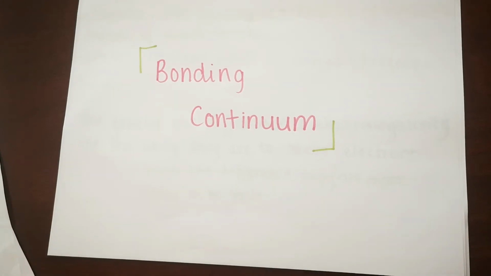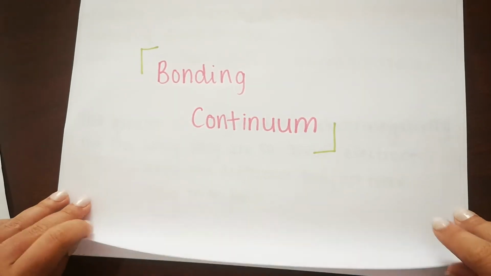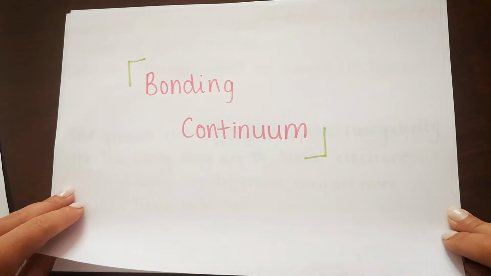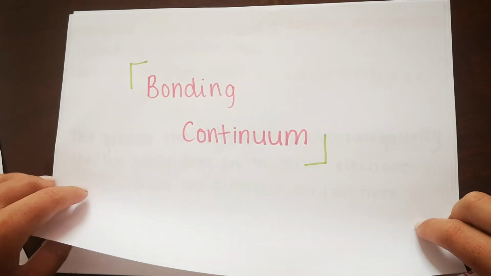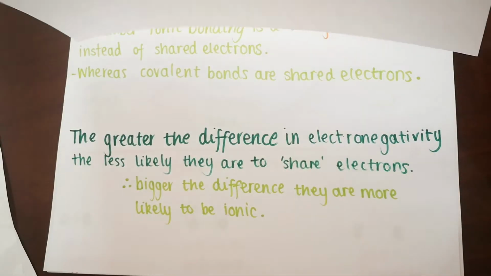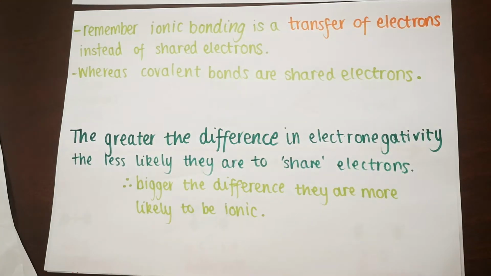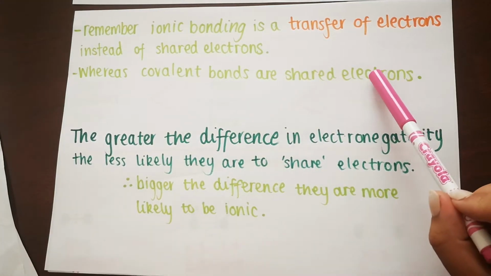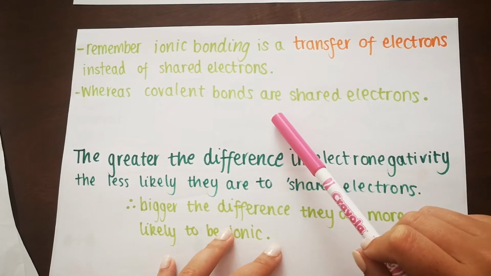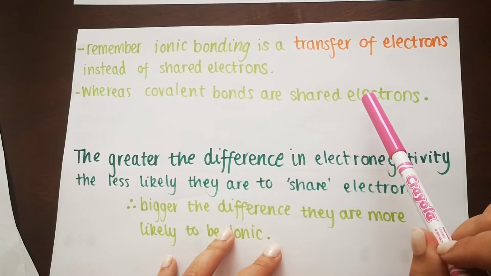Okay, so your bonding continuum. This is an important part and it comes in a lot in the bonding and structure part of the course. We need to remember that ionic bonding is a transfer of electrons, whereas covalent bonding is a shared pair of electrons.